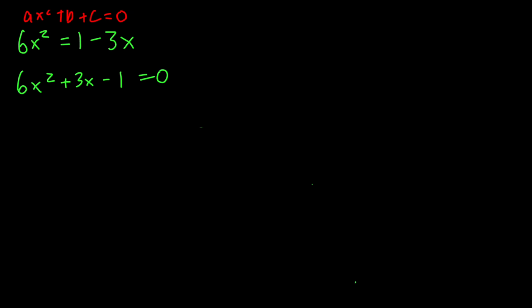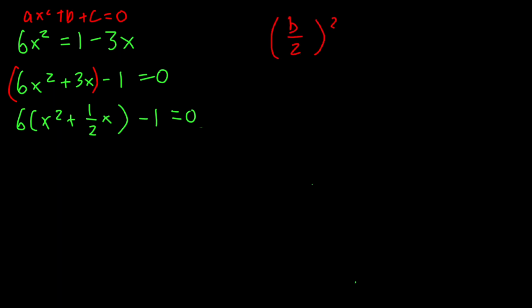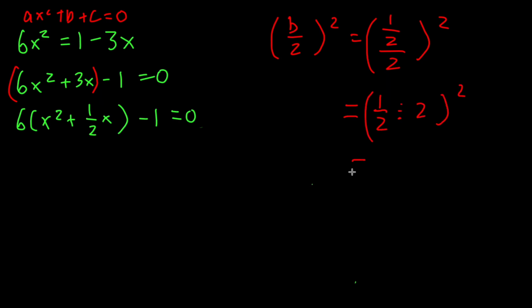Now the steps will become the same. So I'm going to put brackets around the first two terms and factor out a, which is 6. So I factor out 6, and inside the bracket I'm left with x squared plus 1 over 2 x. So I'm going to do the same steps, which is add and subtract b over 2 squared. So b over 2 squared this time is going to be 1 over 2 over 2 squared. And if you remember, a fraction over a number is just division. So it's just 1 over 2 divided by 2, squared, which is 1 over 4 squared. So that's just going to be 1 over 16.